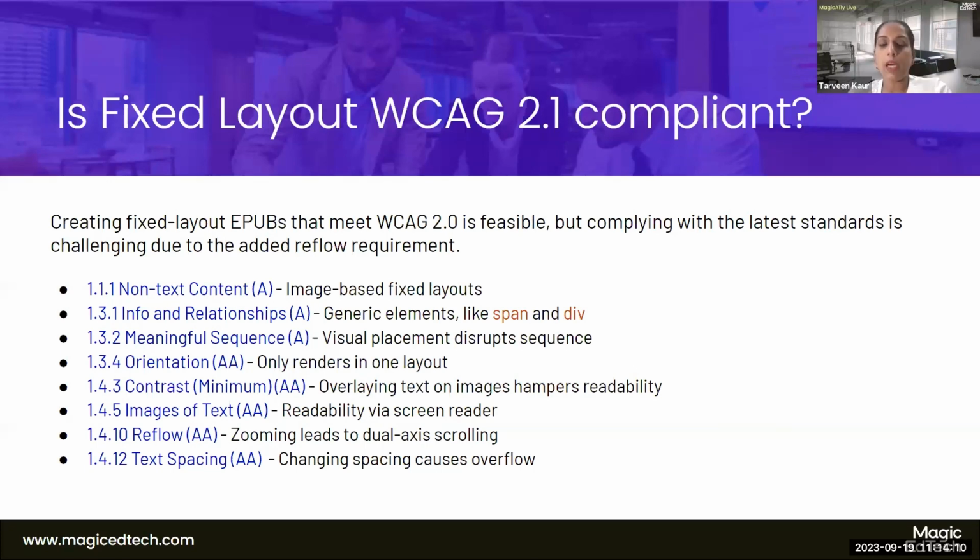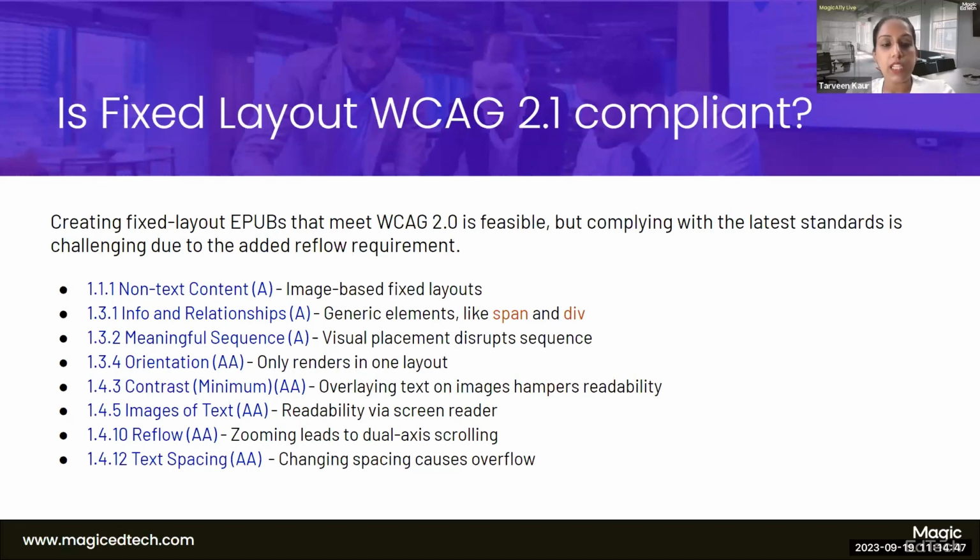Now, talking about the key guidelines that are failing and the reasons for them. The first one is 1.1.1, non-text content. The reason we say we are not meeting compliance is that image-based fixed layouts such as comic books and manga typically fail the requirement of alternative text and descriptions, because they can't be captured across all the stories that are conveyed through the imaginary content within the page. So it gets very difficult to convey all possible information in an image-based book.